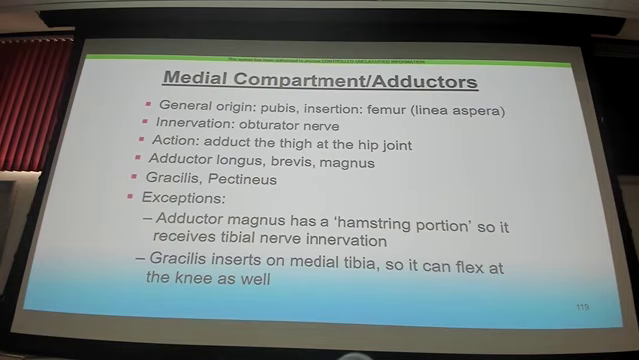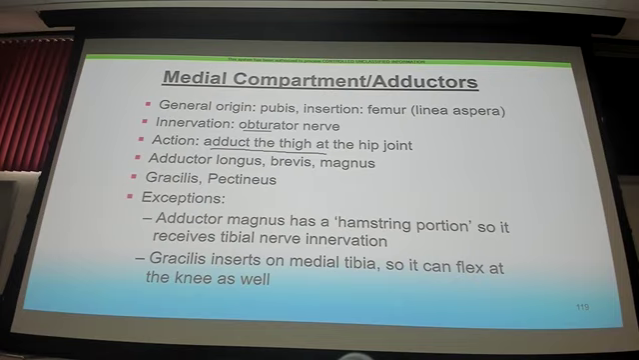Okay, now we switch and talk about the last compartment of the thigh, the medial compartment of the thigh. The general origin of these muscles is going to be on the pubis, and they're going to insert into the femur along the line of the femur. Remember, these are adductors. Innervation for this compartment is going to be obturator nerve. Some of these do some rotation type things, but they're adductors. So the action, for the most part, is adducting the thigh at the hip joint.